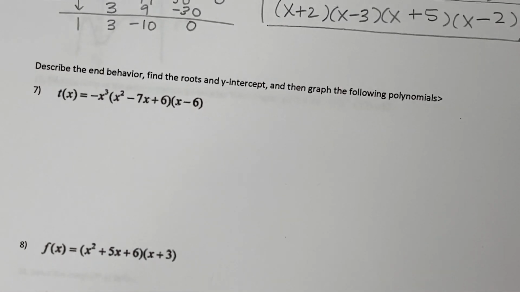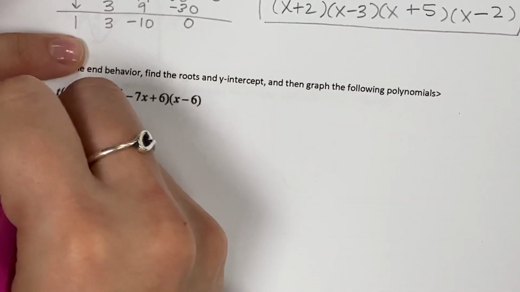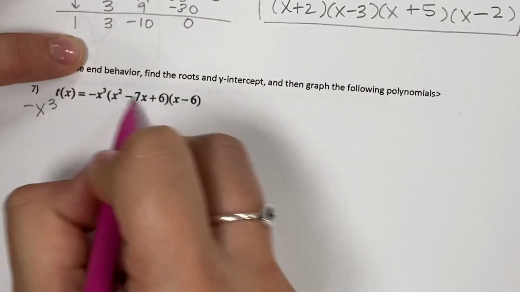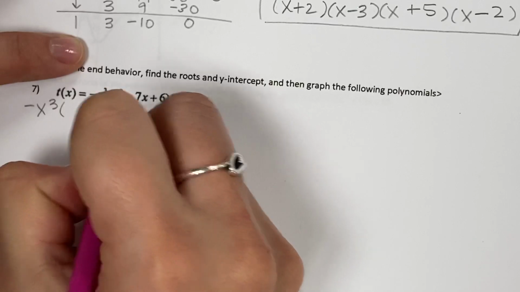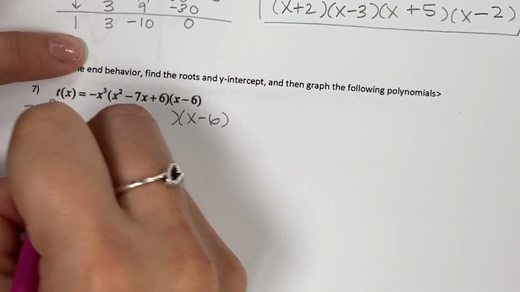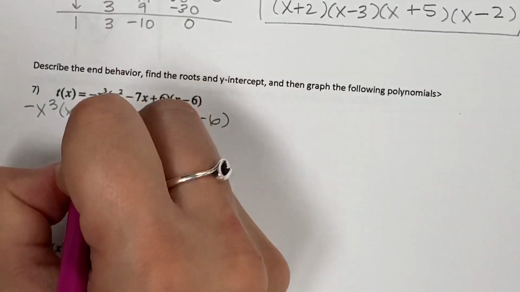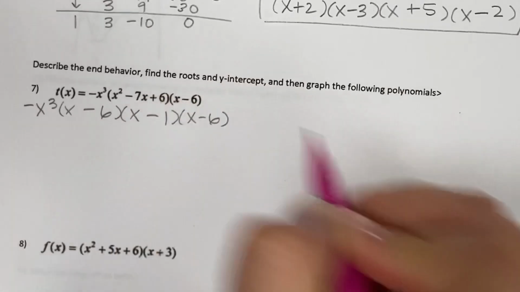So we have to take all the roots, the multiplicities, figure out the y-intercept, graph it, all the things. So looking at this equation right now, I don't see all the roots because it's not fully factored. So we need to fully factor her. Negative x cubed is fine. This middle term, though, can be factored further. And then we have x minus 6. All right, so I have x and x. What multiplies to positive 6 but adds to negative 7? That's negative 6 and negative 1.